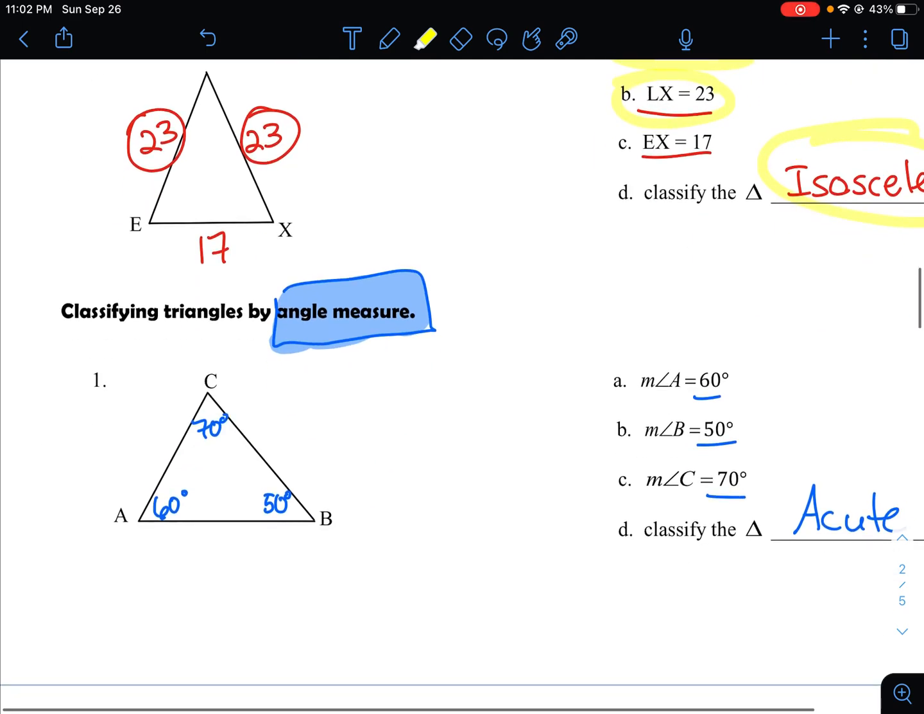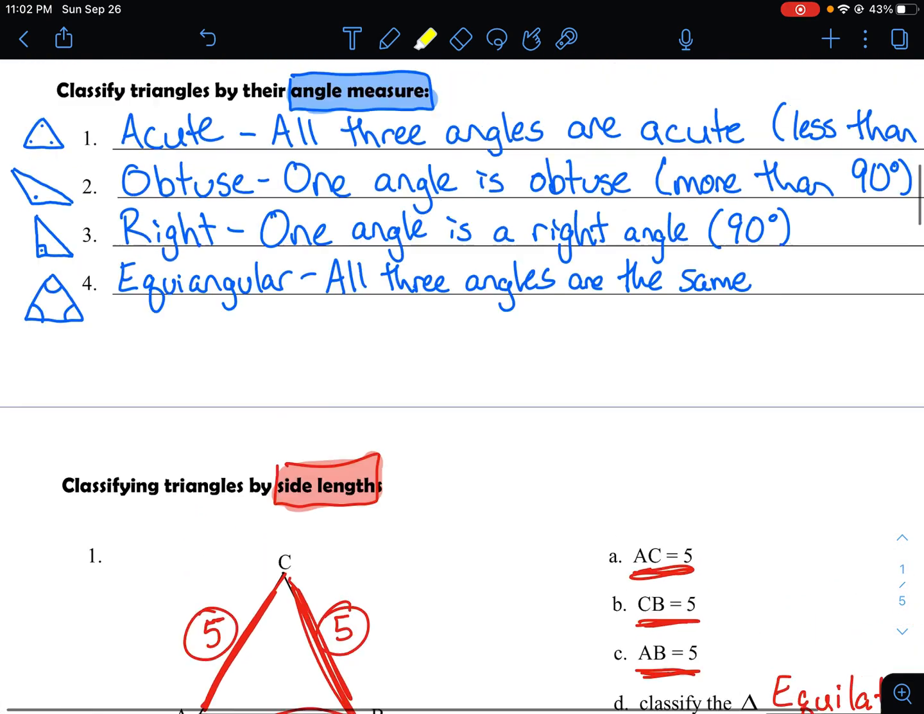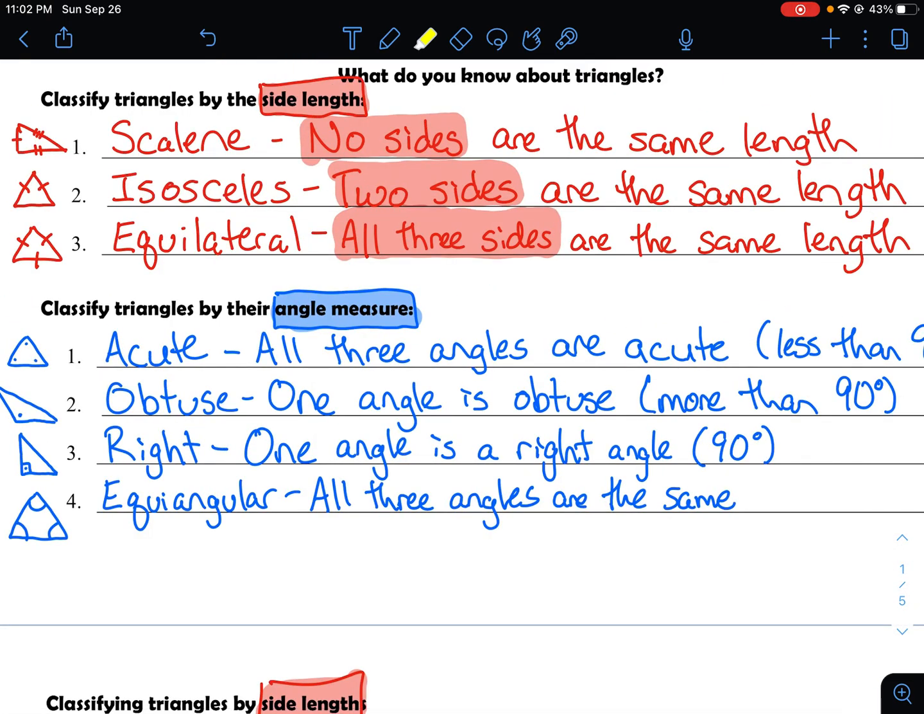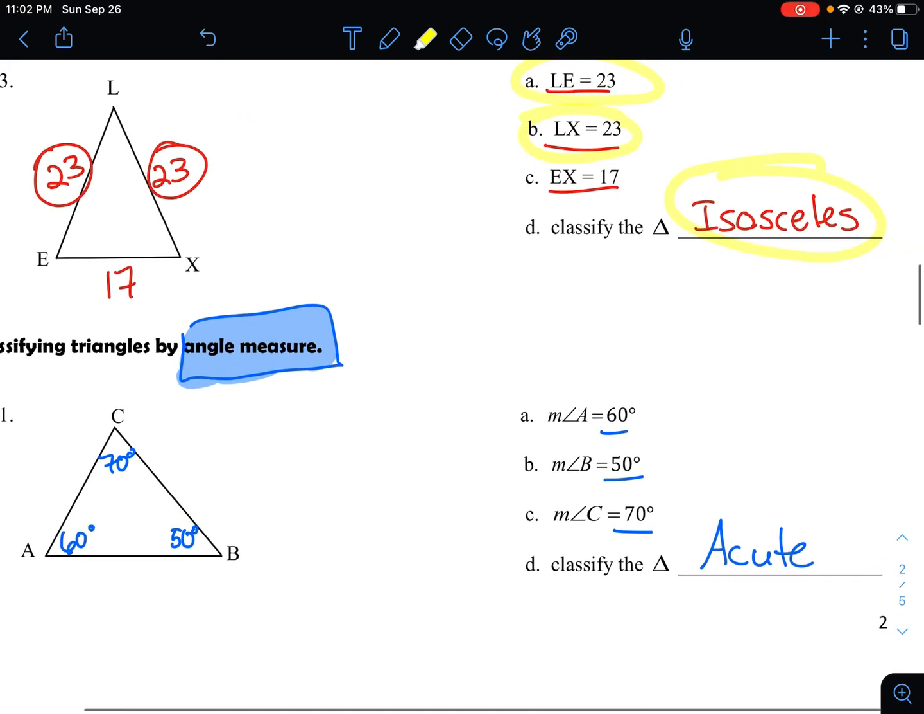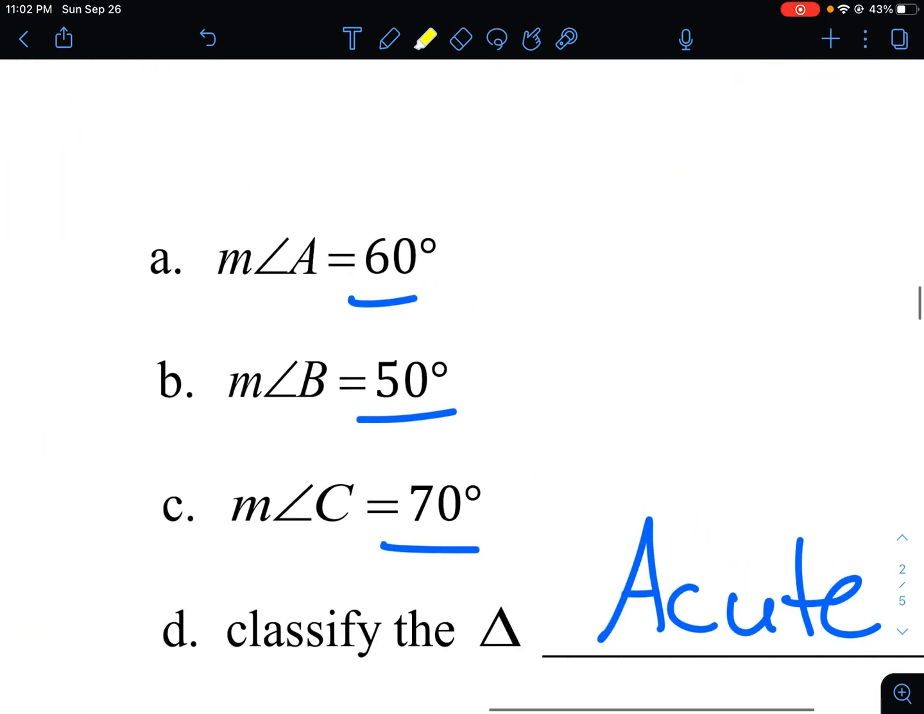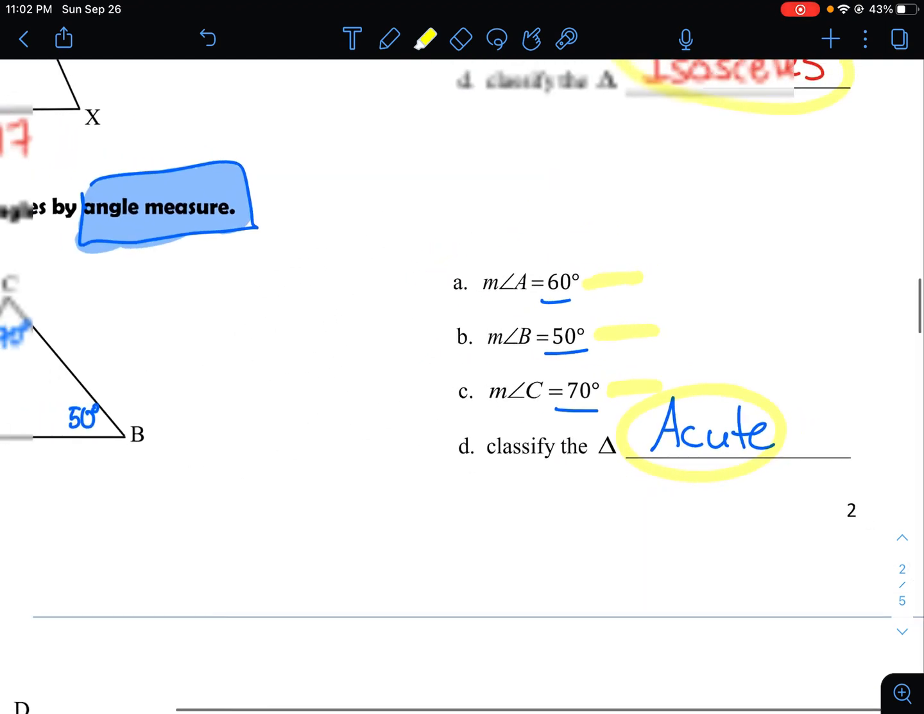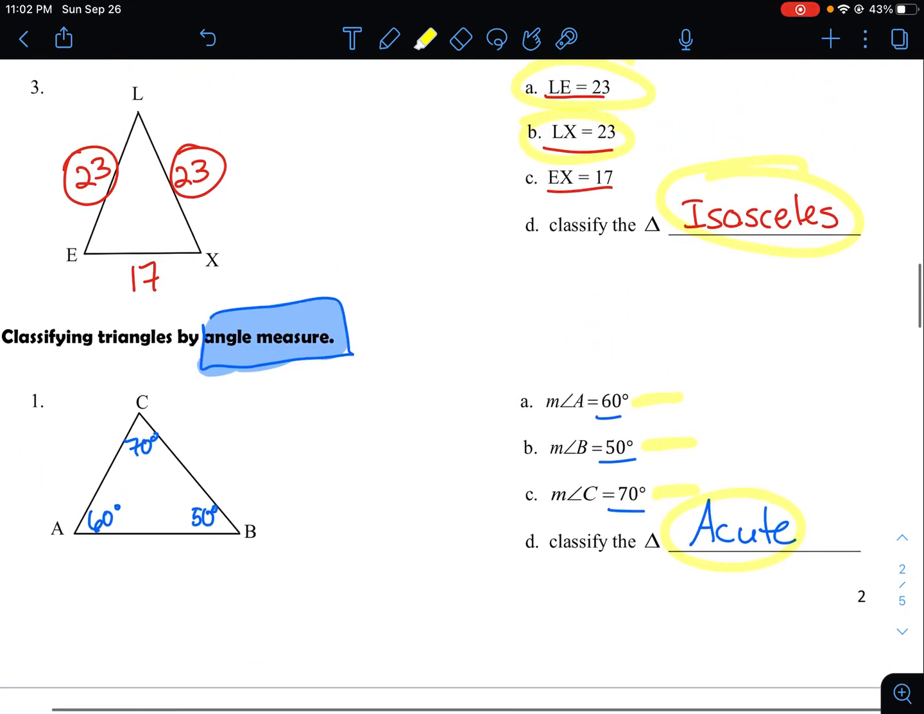Okay. Now, if we want to classify by angle measures, the different ways we can do that, right? We want to talk about their angle measures. Well, we have acute angles. All three are acute. We have obtuse. One of them is obtuse. We have right. One of the angles is a right angle or 90 degrees. Equiangular. All three angles are the same. So when we look at this first example here, we see 60, 50, 70. 60 is acute, 50 is acute, 70 is acute. All three angles are acute. Therefore, triangle ABC is an acute triangle.